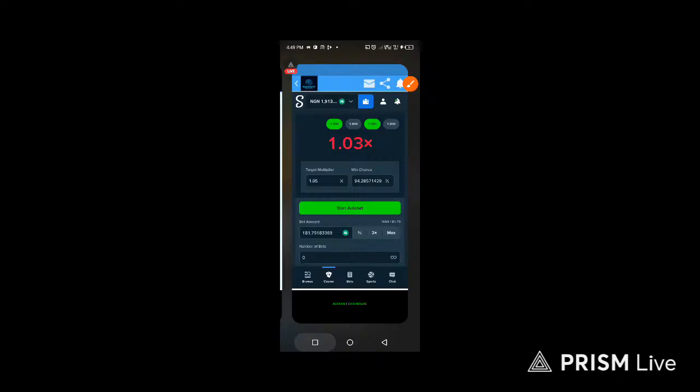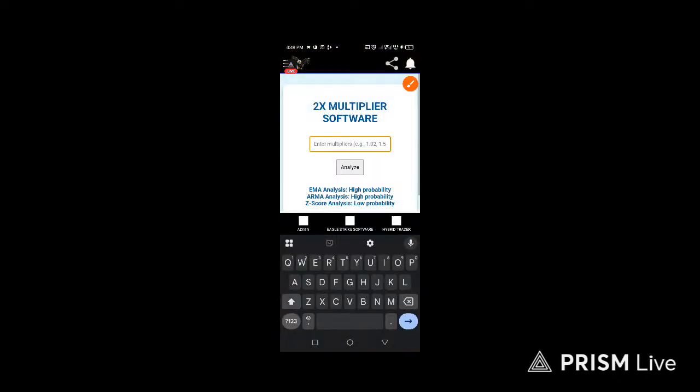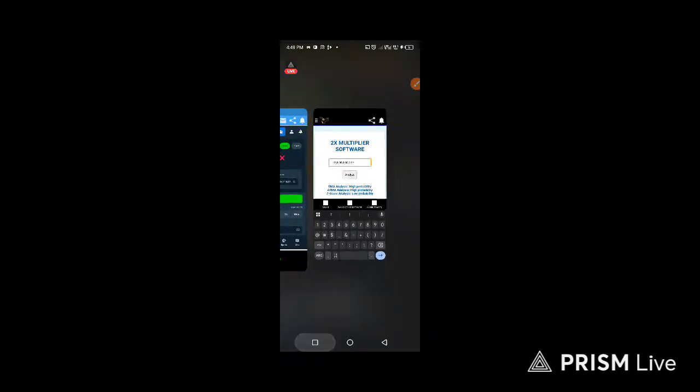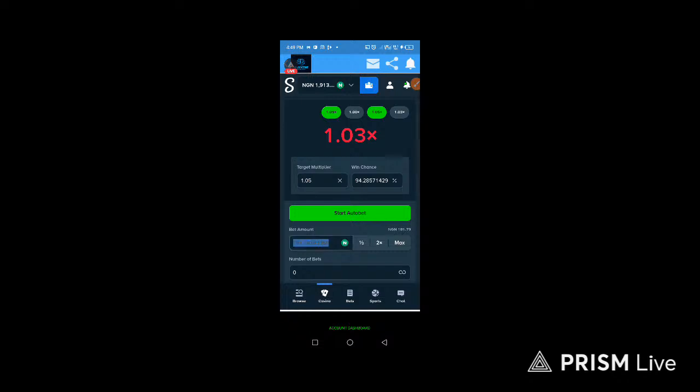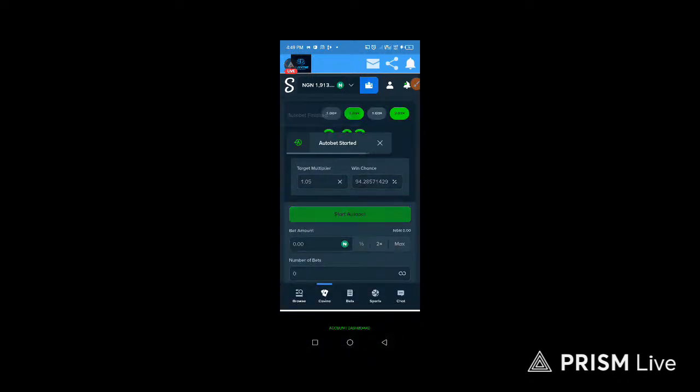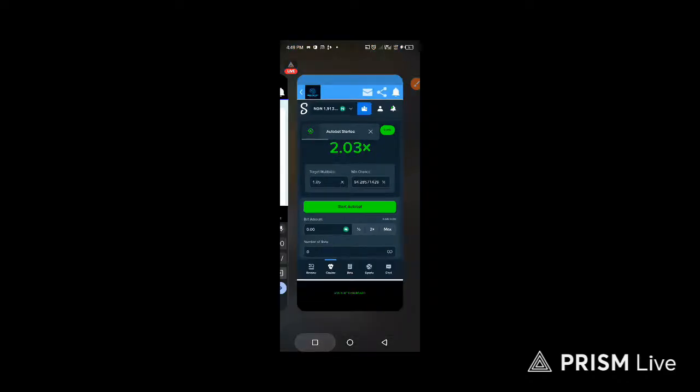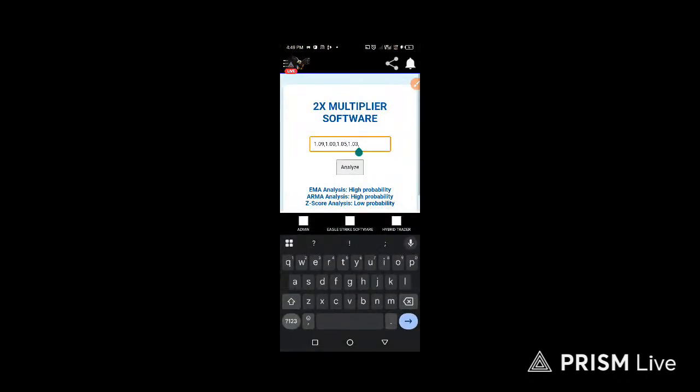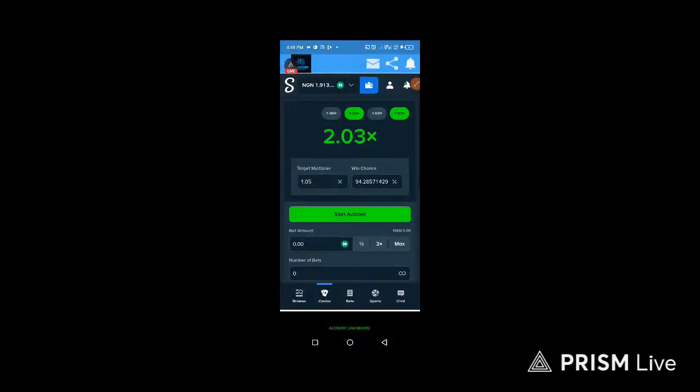We have 1.09, 1.00, 1.05, and I think 1.03. Okay, so then we have 2.03. No signal detected, so we have to wait all over again.